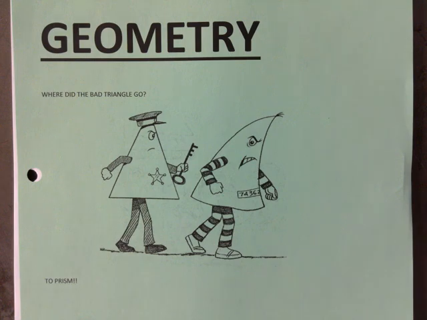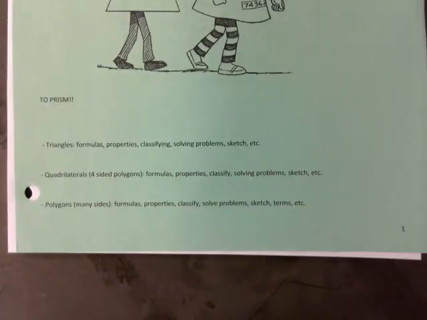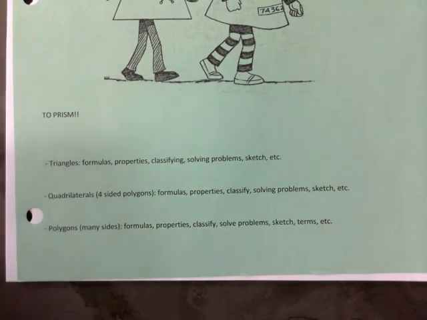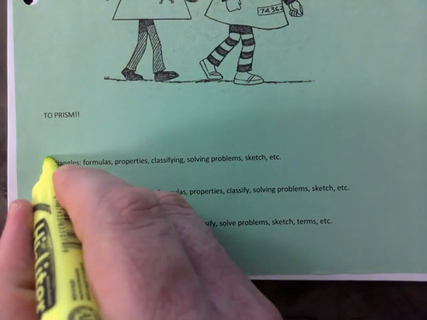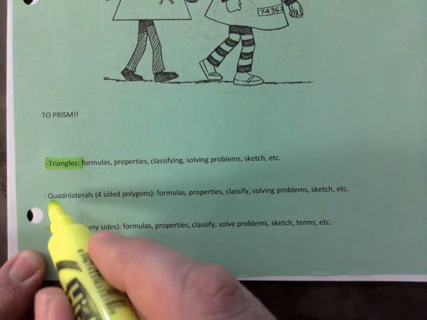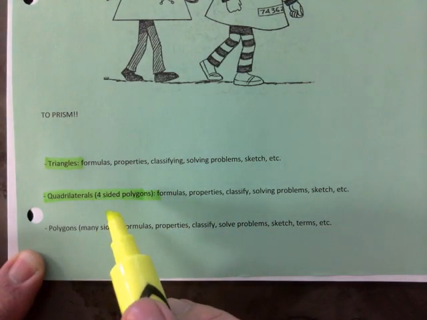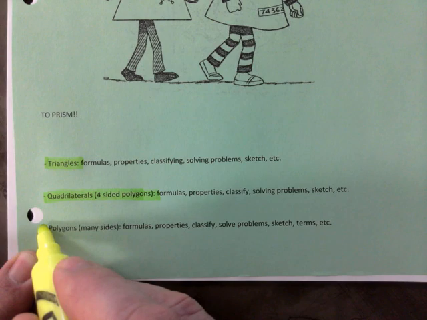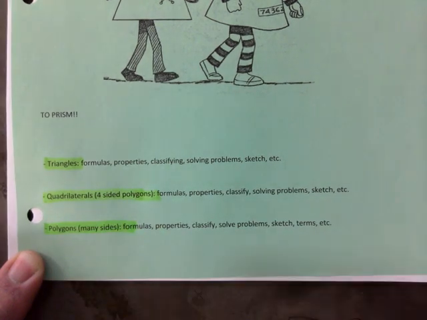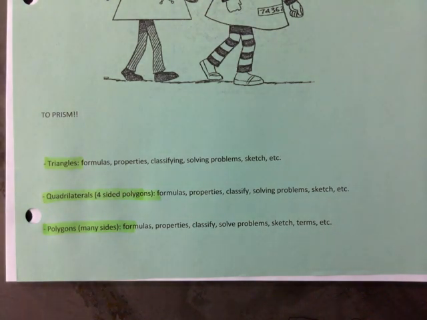There we go. Okay, so I will break it down for you. In this unit, there will be three main parts. Today and tomorrow we're going to focus mostly on triangles. Then we're going to deal with quadrilaterals, so four-sided polygons, quads, right? And after that, we're going to go to polygons. This is like many-sided, so if I say pentagon or hexagon, and above that, we're going to deal with that at the end.